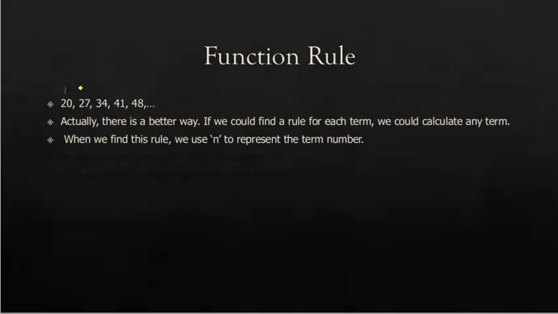As in, this is the first one, this is the second one, this is the third term, the fourth term, the fifth term. So n is going to represent these term numbers. So in the example above, n is 3 for the number 34. So let's see if we can figure out a way to find the rule.